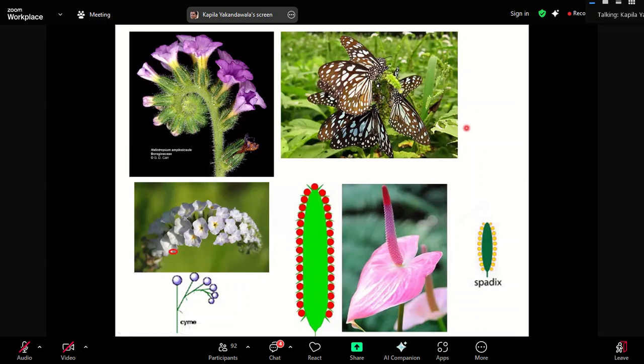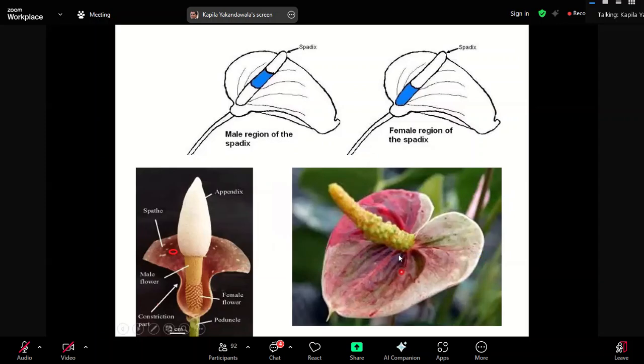That is a cyme, and this is the spadix. In the spadix, you can see flowers are attached to the common fleshy thick spike. And this is the modification of spade. So it's colorful to attract insects. So you see, this is the example.